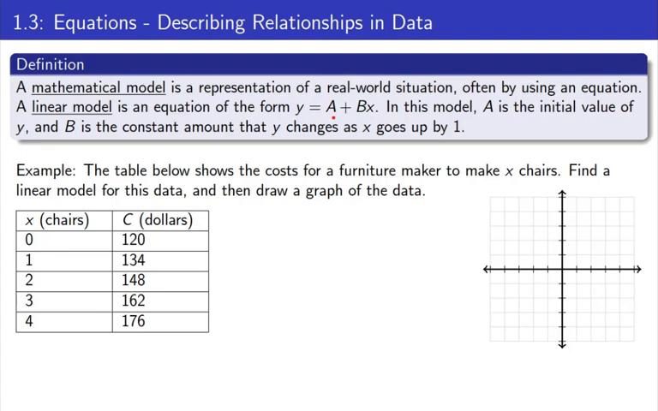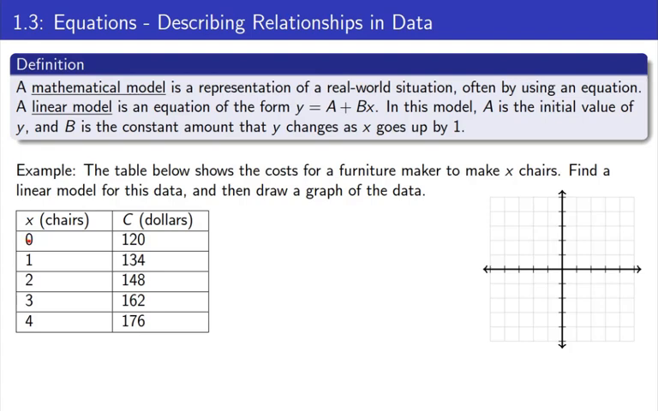You may have heard about the form y equals mx plus b, and this really is the same thing. We're just putting it in a way to emphasize how it's used. So, in a linear model, we've got an initial value a, and b is a constant amount of change that happens to y as x goes up one at a time. So, let's jump right into an example with this. We've got the cost of a furniture maker to make x chairs. So let's see if we can find a linear model for this data.